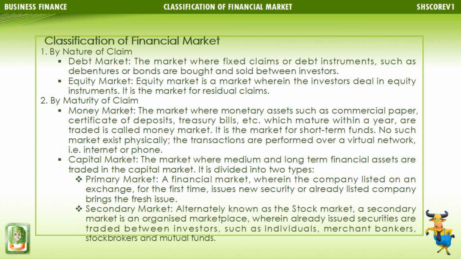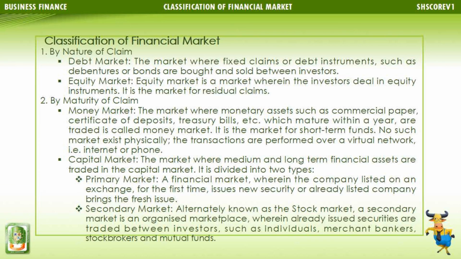Number 2, by maturity of claim. Money market and capital market. The money market is where monetary assets such as commercial paper, certificates of deposit, treasury bills, etc., which mature within a year, are traded. It is the market for short-term funds. No such market exists physically. The transactions are performed over a virtual network, either internet or phone.